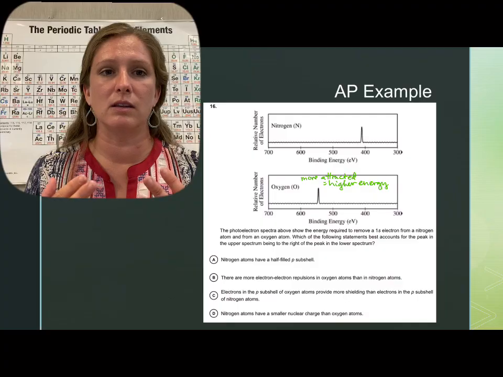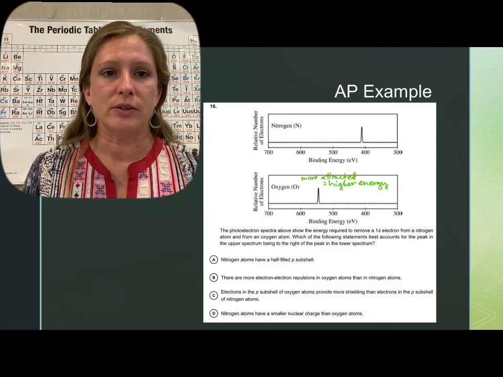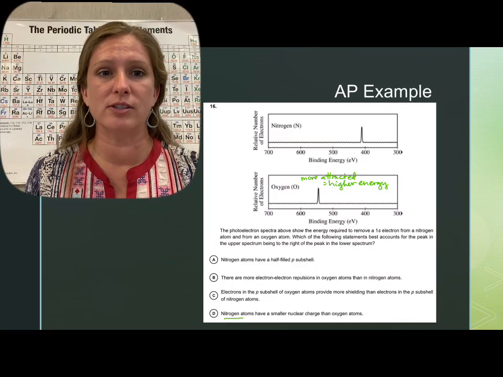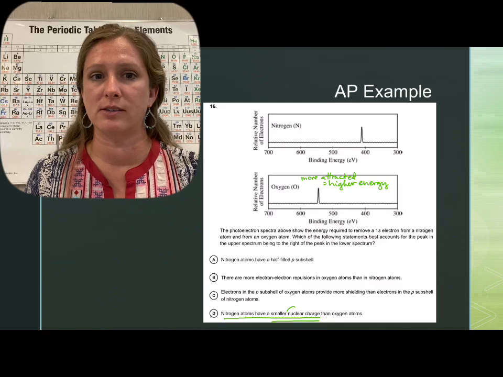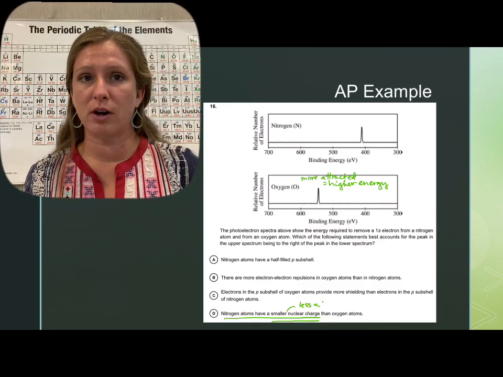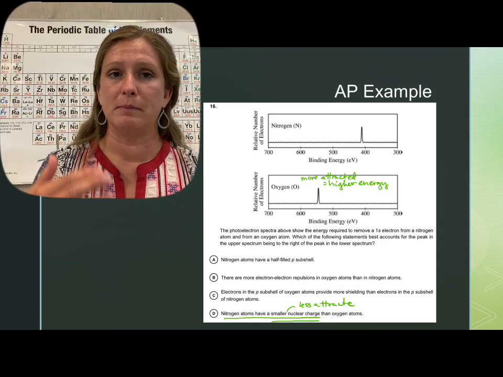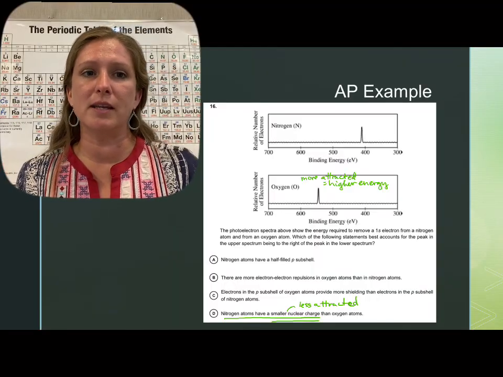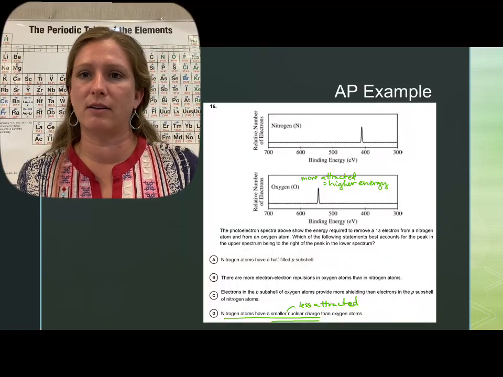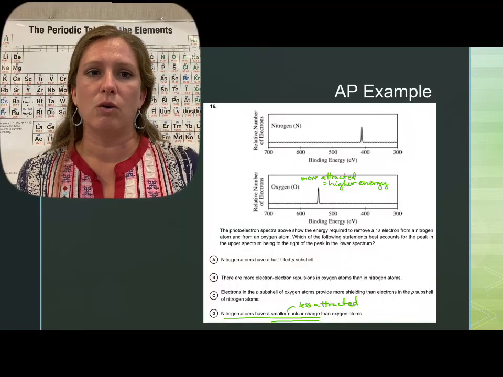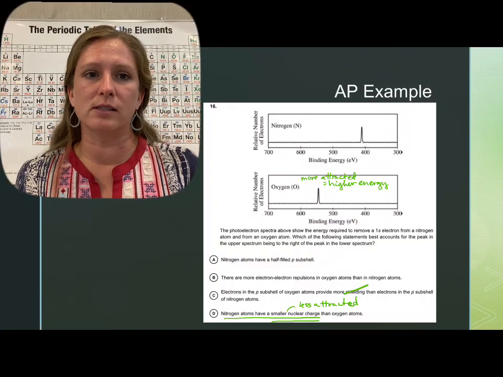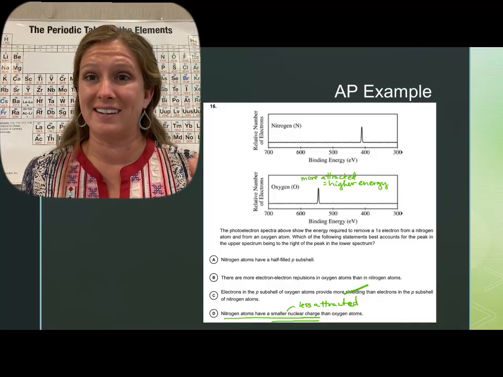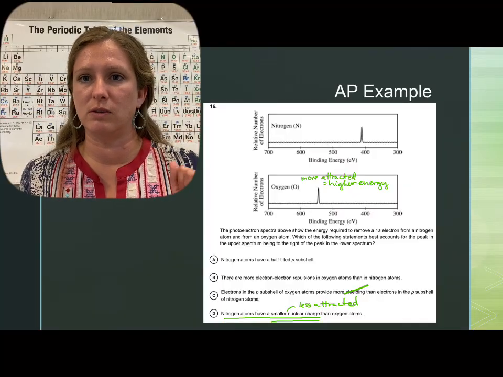And so the answer here is choice D, that nitrogens have a smaller nuclear charge than oxygen atoms. And because they have a smaller nuclear charge, the 1s is less attracted, meaning that the binding energy is lower. All right, we can eliminate this business about shielding or the repulsions or the subshells, because that all doesn't have to do with the binding energy. Binding energy has to do with the attractiveness to the nucleus.